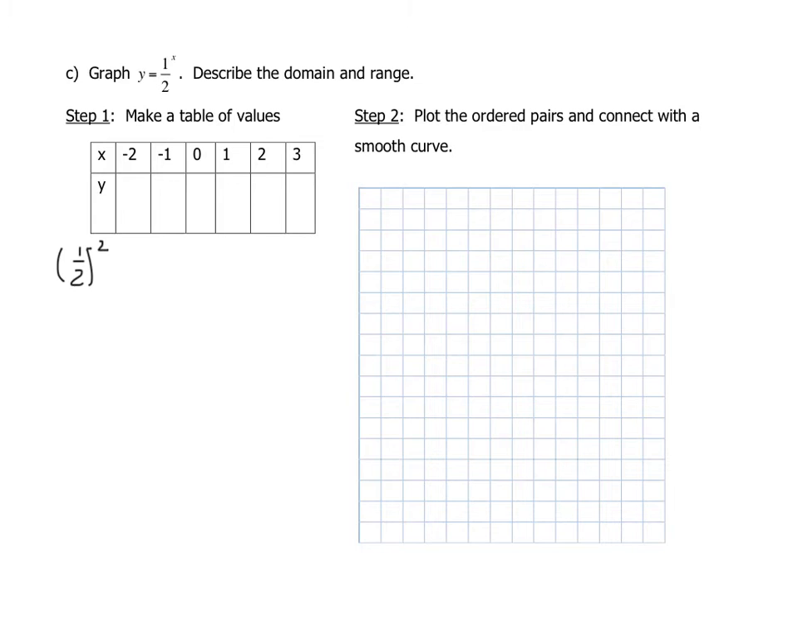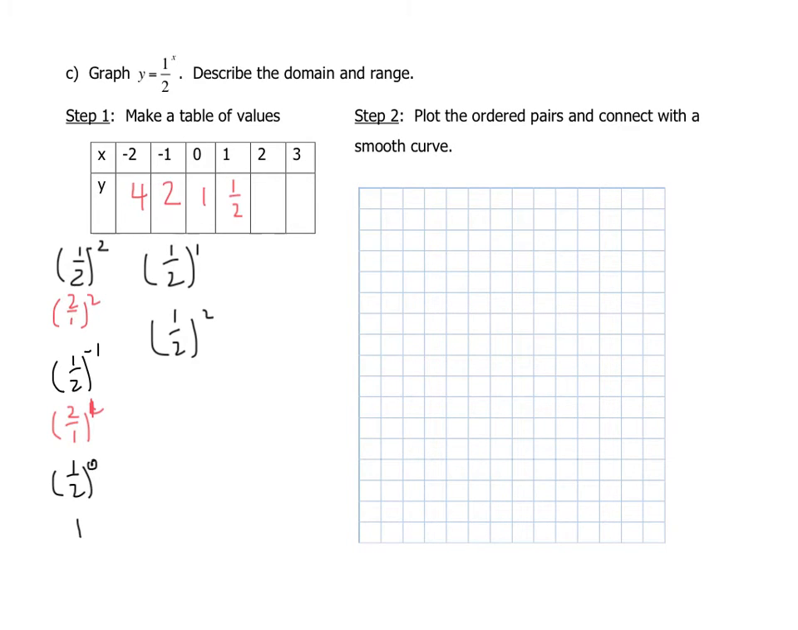So the first one I want to do is -2, so 1/2 to the -2 means to flip the fraction, and that's 4. 1/2 to the negative 1. When you flip it, you get 2. 1/2 to, well, anything to the 0 is going to be 1 if it doesn't have a coefficient or an addition or anything. Anything to the 1 is itself. That's 1/4. And that's going to be 1/8.